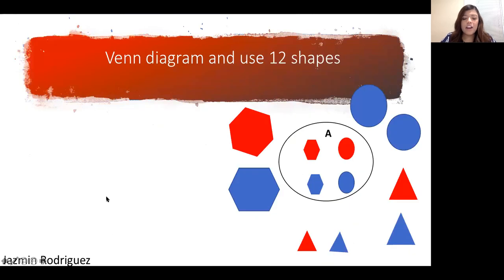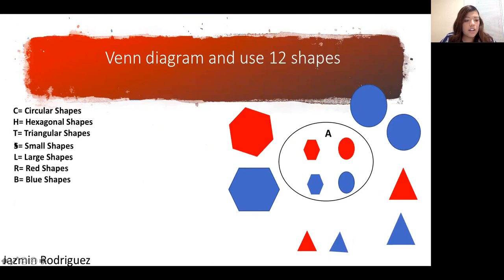All right. Now for this next problem, we are asked to make a Venn diagram and to use all of the 12 shapes. And we'll go ahead and do a little key that tells us what each one represents. So they give us C, H, and T, and we label that C is going to include circular shapes, H is going to be hexagonal shapes, and T is triangular shapes. We also are given S, L, R, and B, which represent small shapes, large shapes, red shapes, and blue shapes.